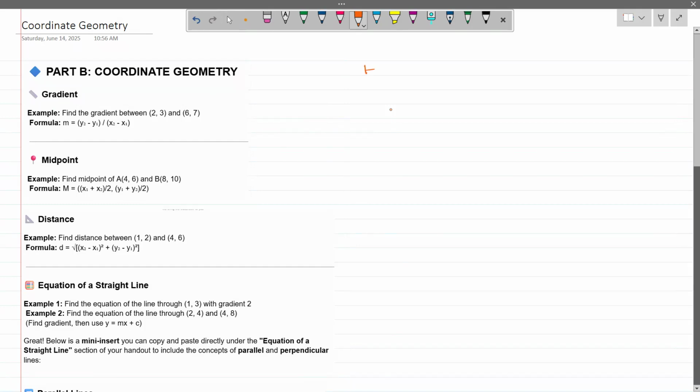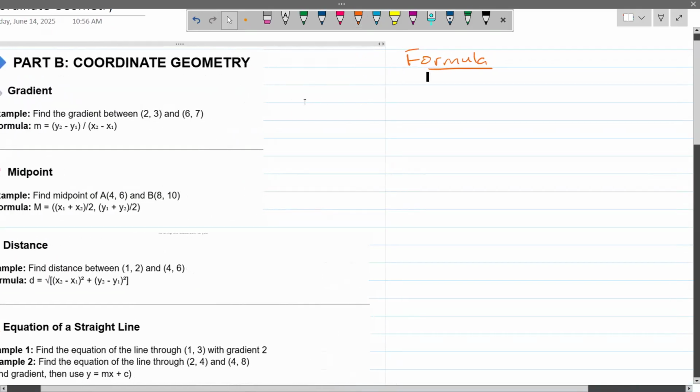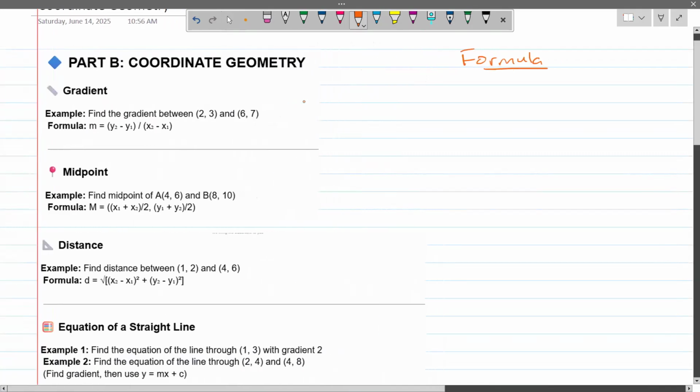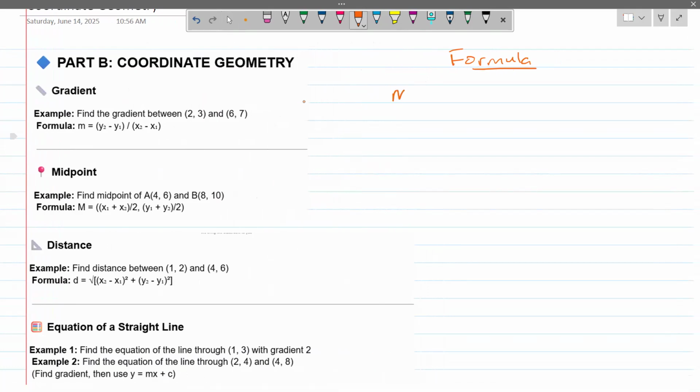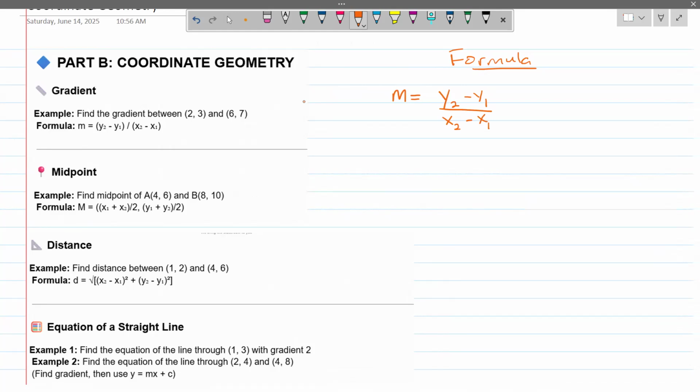The formula for the gradient of our line is given by, we usually use the letter M to denote gradient, and the formula is y2 minus y1 over x2 minus x1, right? So this is the formula. What do you need?